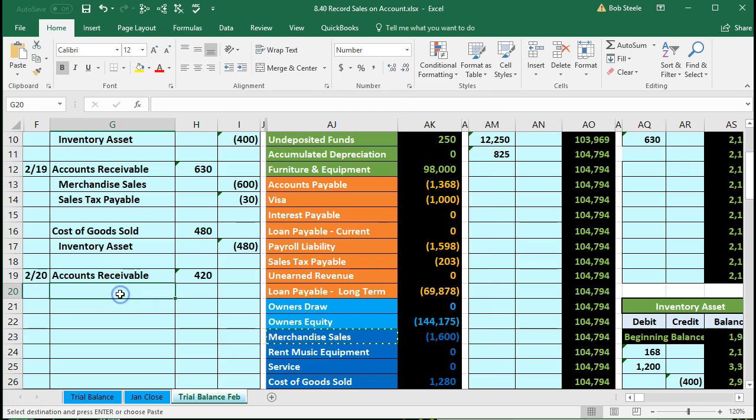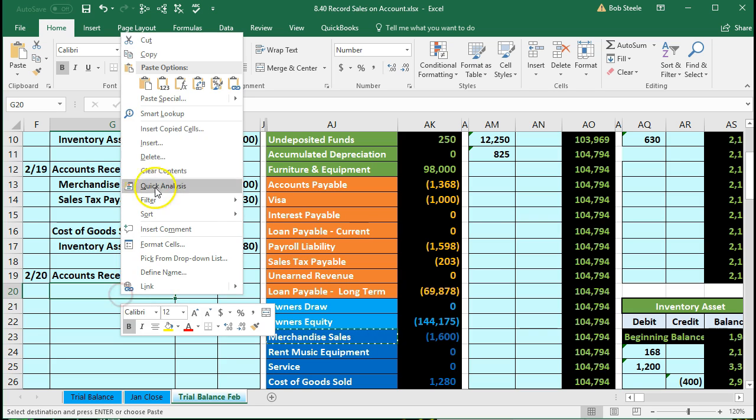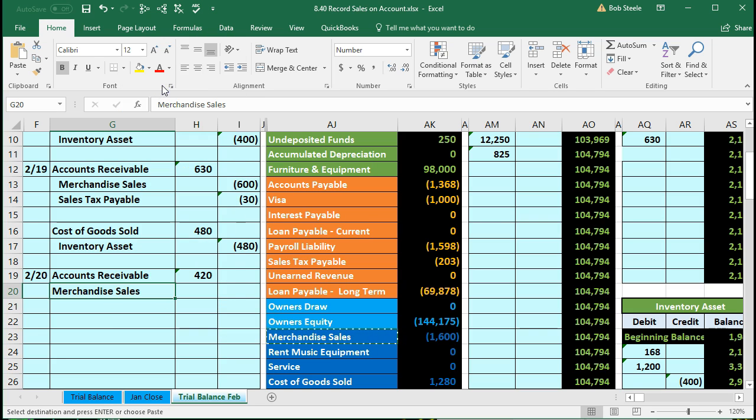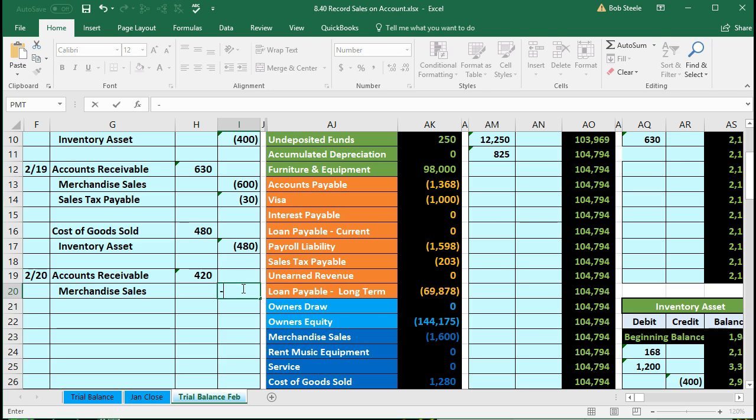We're going to put that in cell G20, right click and paste 1, 2, 3, formatting that cell by going to the Home tab, Alignment, increase the indentation. Then we're going to say what that credit is. It's not for the 420, but for just the sticker price, the sales price, the amount we're selling it for, not including sales tax, that of 400, credit 400.